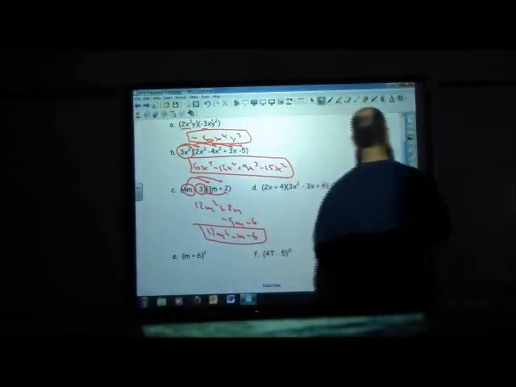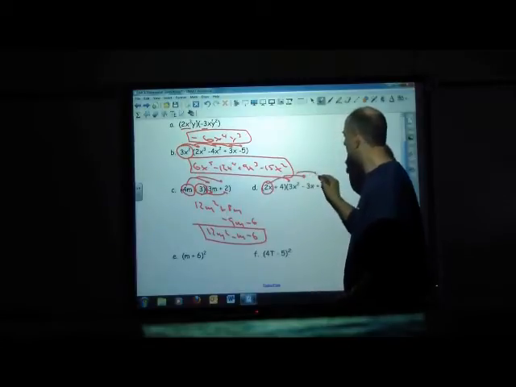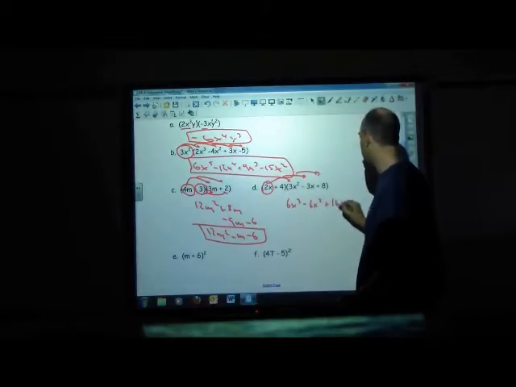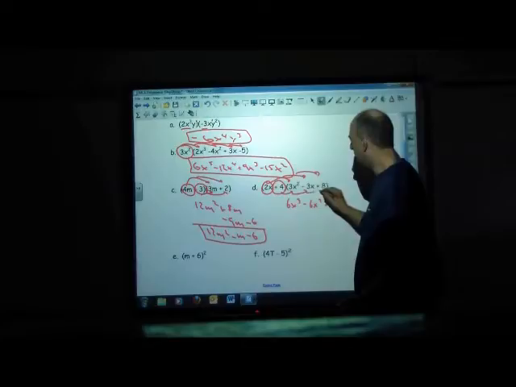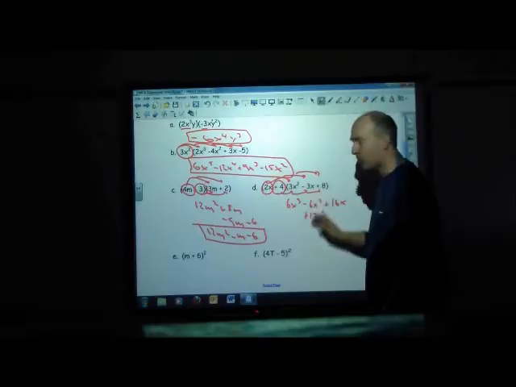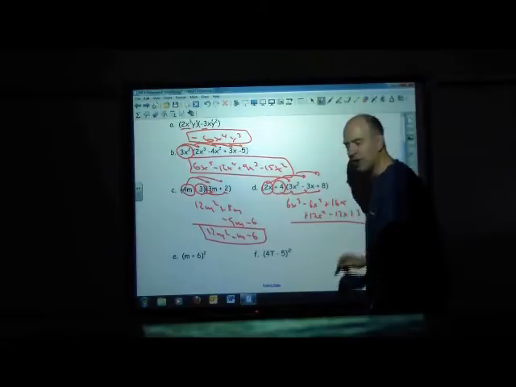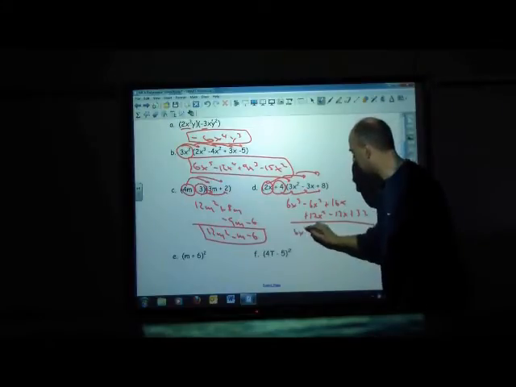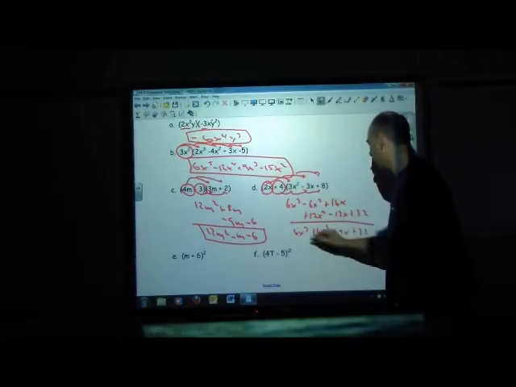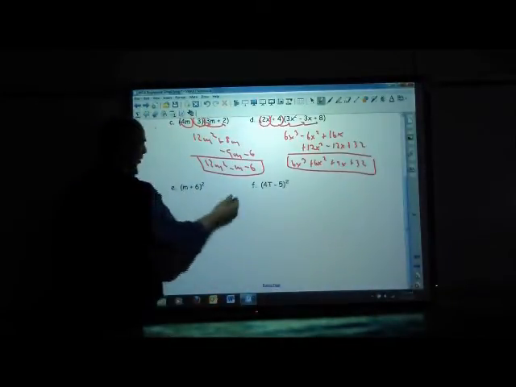Here I've got a binomial times a trinomial. I can do the whole problem here, but you're going to bring the 2x through. So 6x cubed, negative 6x squared, positive 16x. Got to bring the 4 through. Make sure to line up whatever it is you have with what it's going to combine with. Maybe I am doing the whole problem. Okay, 6x cubed, positive 6x squared, positive 4x, positive 32. And there you go.